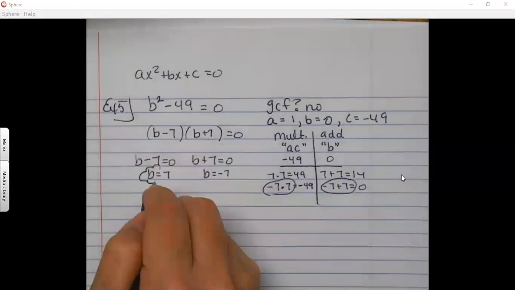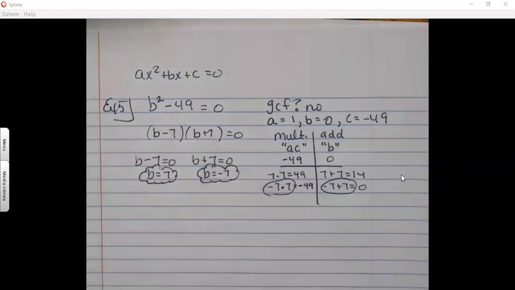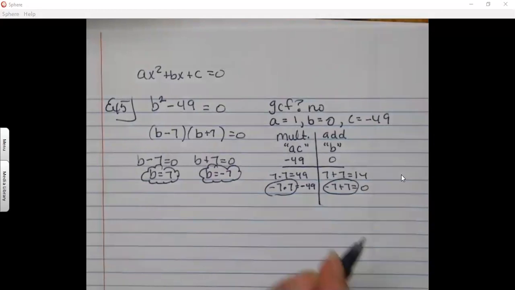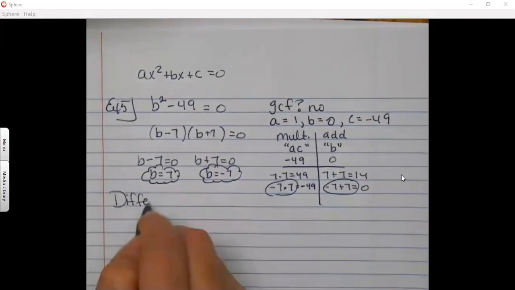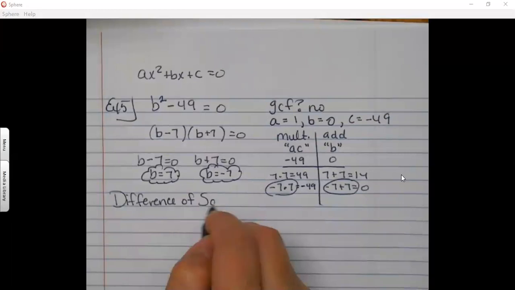So this is a special case. Notice your factors are identical except for one has the plus 7 and one has the minus 7, right? Everything else is exactly the same. When that happens, that's because the original problem was what we call, does anybody remember, you've learned this in Algebra 1, when you have a perfect square minus a perfect square, what is that called? It's called a difference of squares, or some people say difference of two squares.